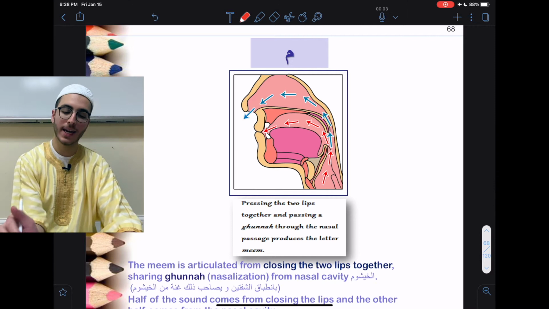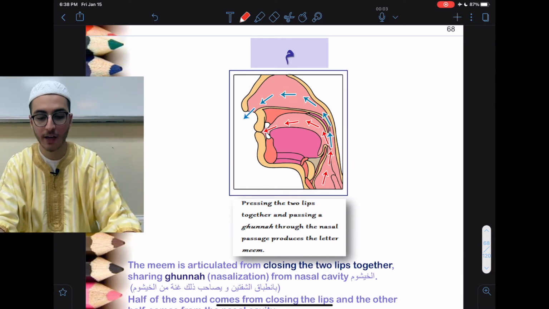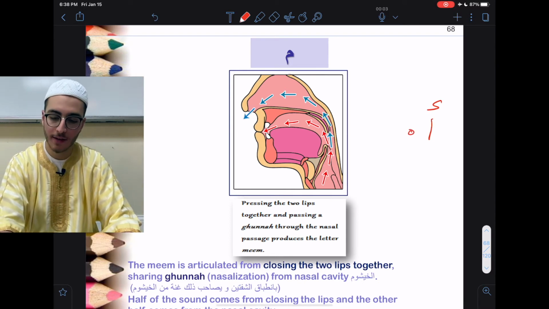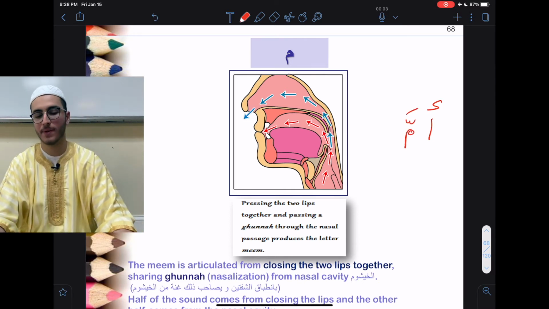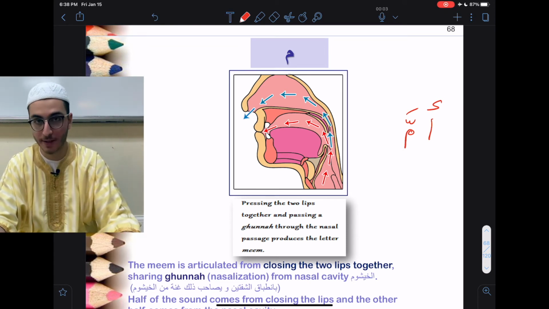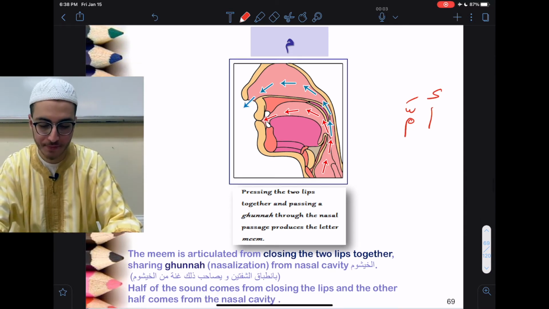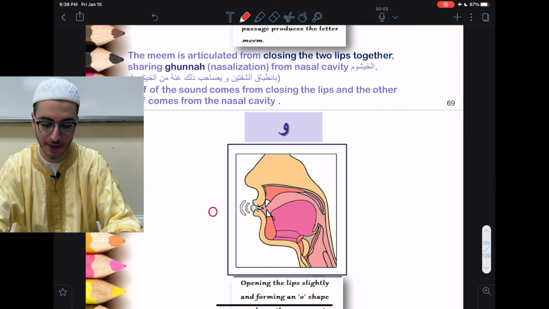And you'll see again the arrows coming out of the khayshum. That's because mim is a letter of ghunna. Again, just like noon, try plugging your nose. It's very hard to pronounce, okay? That's why there are those arrows coming out of the khayshum. So mim is a letter of ghunna.